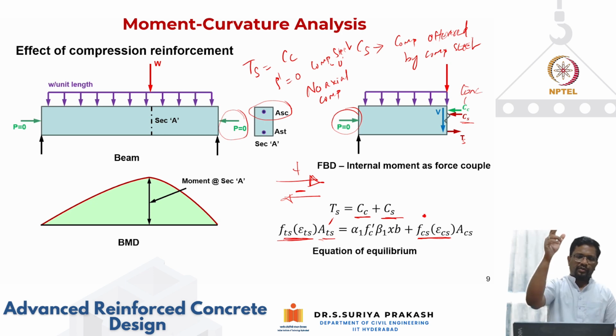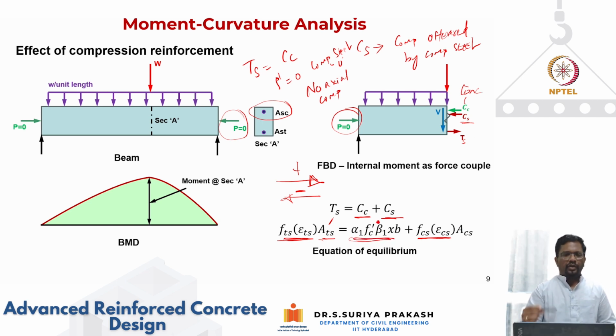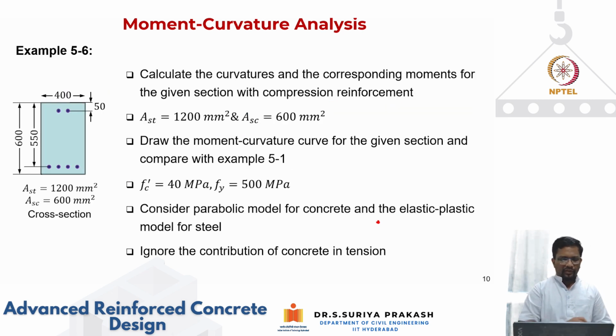So I can calculate my stress in the compression steel. Once I know epsilon C at the top fiber and X, from the linear strain variation, if I know the location of your compression steel, I can get my epsilon CS. Then once I know epsilon CS, from your constitutive equation I can get my stress. Stress multiplied by area will give me the compression force CS, right? Then the concrete contribution is alpha F prime C beta X times B. This is what it is.